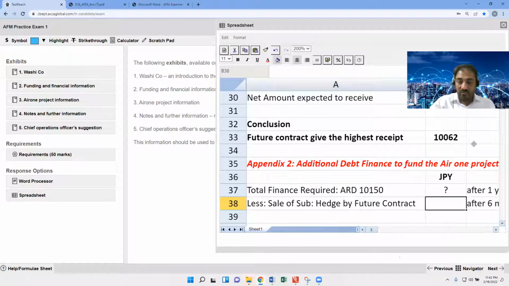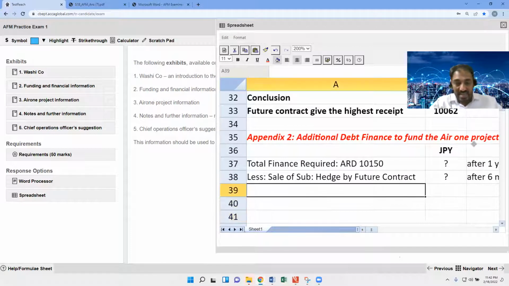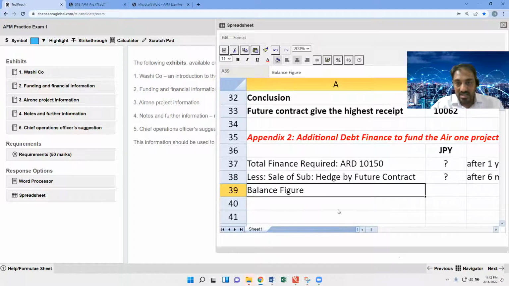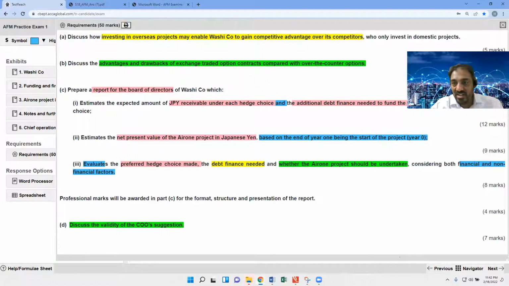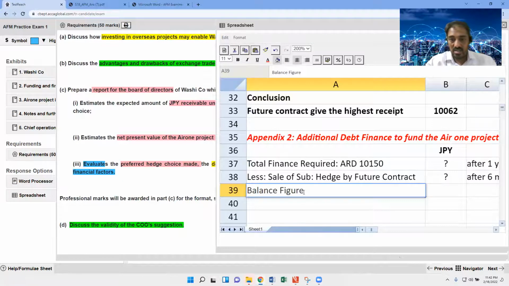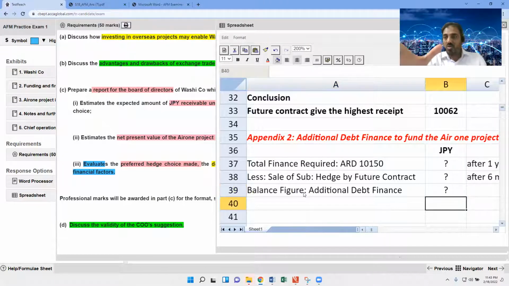So we need to work out for this, whatever the balancing figure. That is what the requirement is about: the additional finance required to fund the Aero project, for the additional debt finance. First of all, the approach of what you should do.